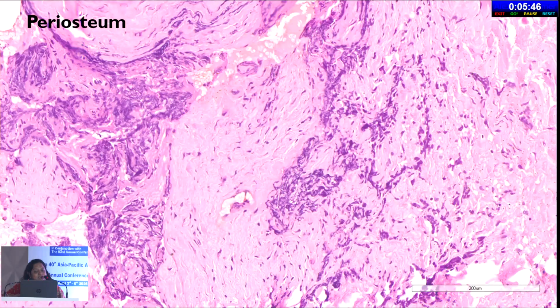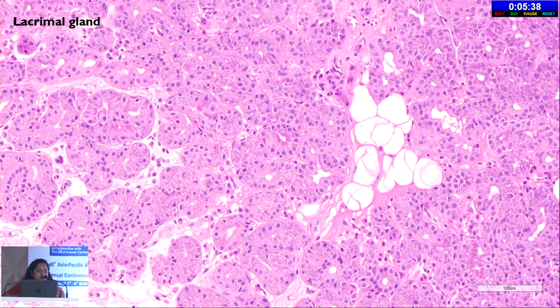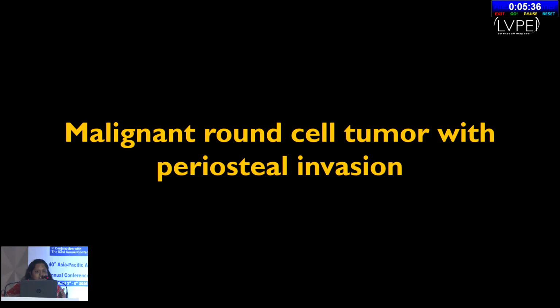The adjacent periosteum and the lacrimal gland were sent as well, and the periosteum showed involvement by the tumor, whereas the lacrimal gland was absolutely free of the tumor. So this was provisionally called a malignant round cell tumor with periosteal invasion.